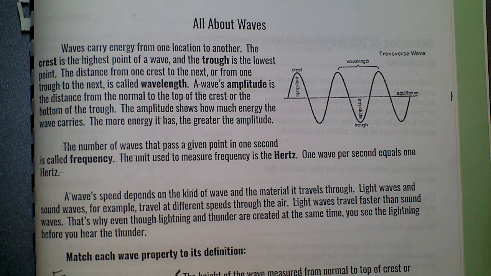The number of waves that pass a given point in 1 second is called frequency. The unit used to measure frequency is hertz. 1 wave per second equals 1 hertz. A wave's speed depends on the kind of wave and the material it travels through. Light waves and sound waves, for example, travel at different speeds through the air. Light waves travel faster than sound waves. That's why even though lightning and thunder are created at the same time, you see the lightning before you hear the thunder.